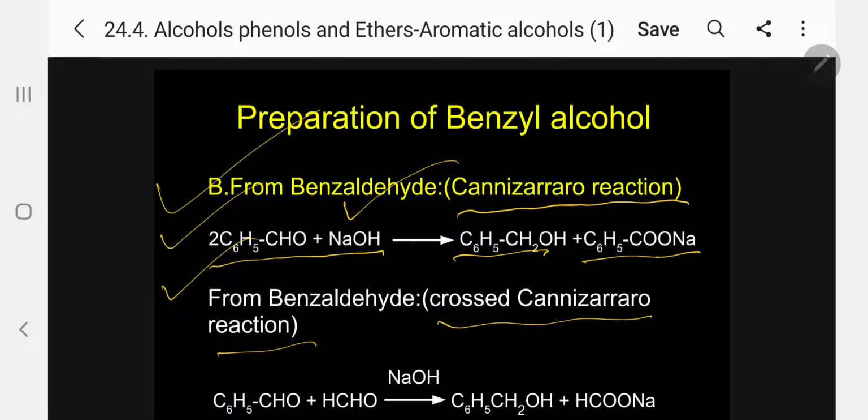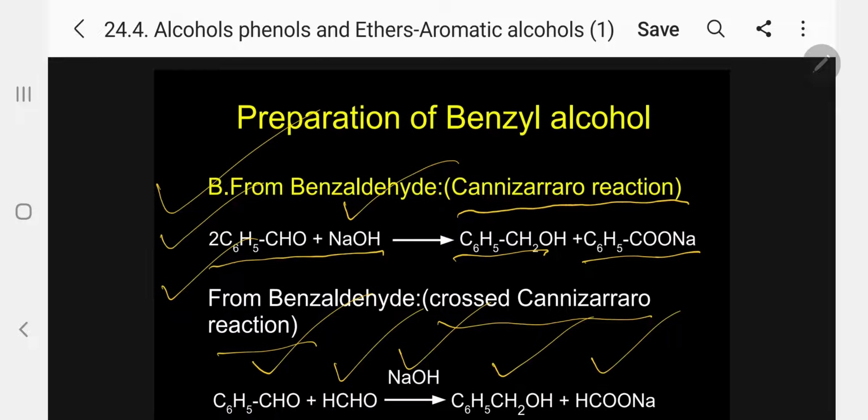What is the crossed one? So, kindly follow, you take benzaldehyde and formaldehyde and you take sodium hydroxide. Then when you use this, what will happen? Benzaldehyde is converted into benzyl alcohol, and formaldehyde is converted into acid, so the sodium salt. So again we are getting benzyl alcohol. This is called a crossed Cannizzaro reaction.